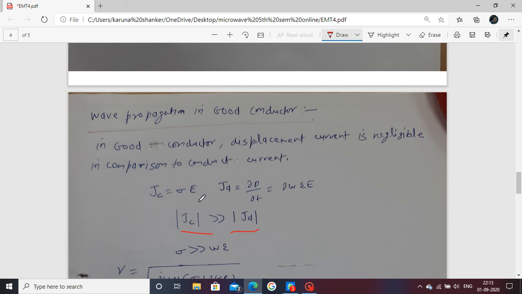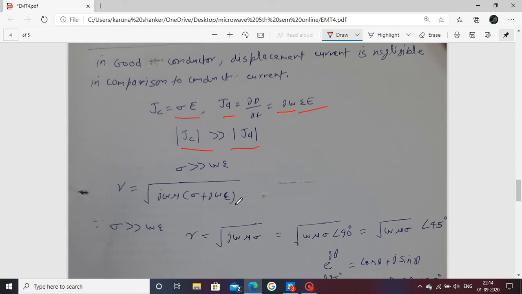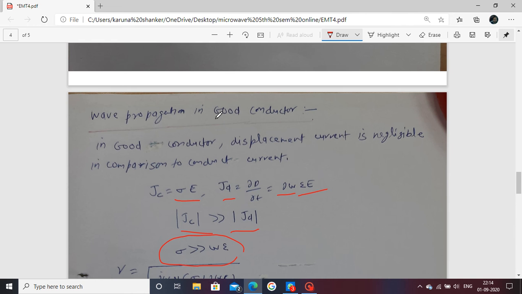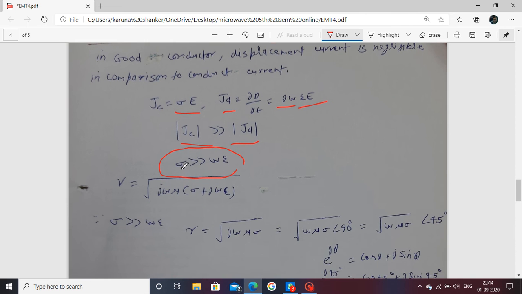Now compare this. Sigma E is the conduction current density. Del D by del t is the displacement current density, where del by del t is replaced by j omega. Now compare these: conductivity is much greater than the product omega epsilon. This is the property that shows a good conductor for wave propagation.